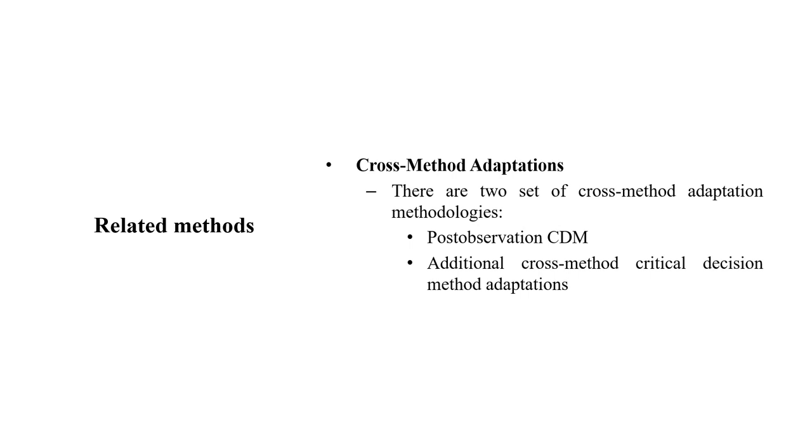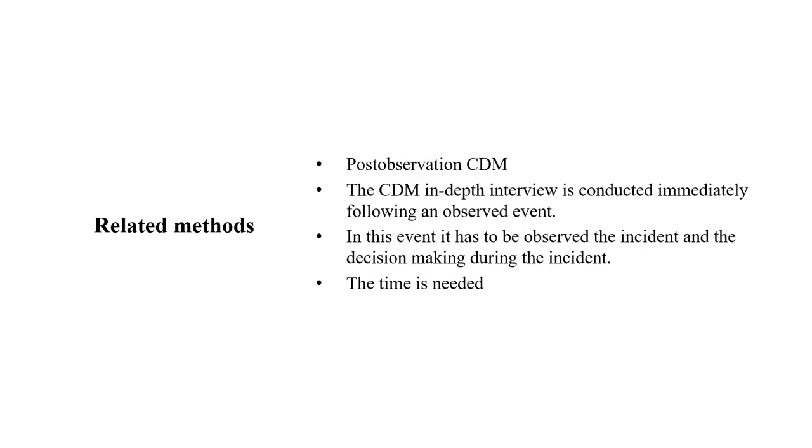Whereas in the cross method adaptation, there are two sets of cross method adaptation. One is post observation CDM. Once you complete your CDM, you do some kind of follow-up on that observation and what you are actually gaining out of it. And the second is the additional cross method critical decision method adaptation, that is also possible.